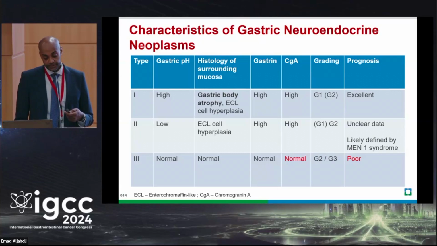But it's very important to recognize when you have a normal non-atrophic stomach, or a normal chromogranin, or a normal gastrin, that this is concerning that you may be dealing with a type 3, which we know has an aggressive nature.